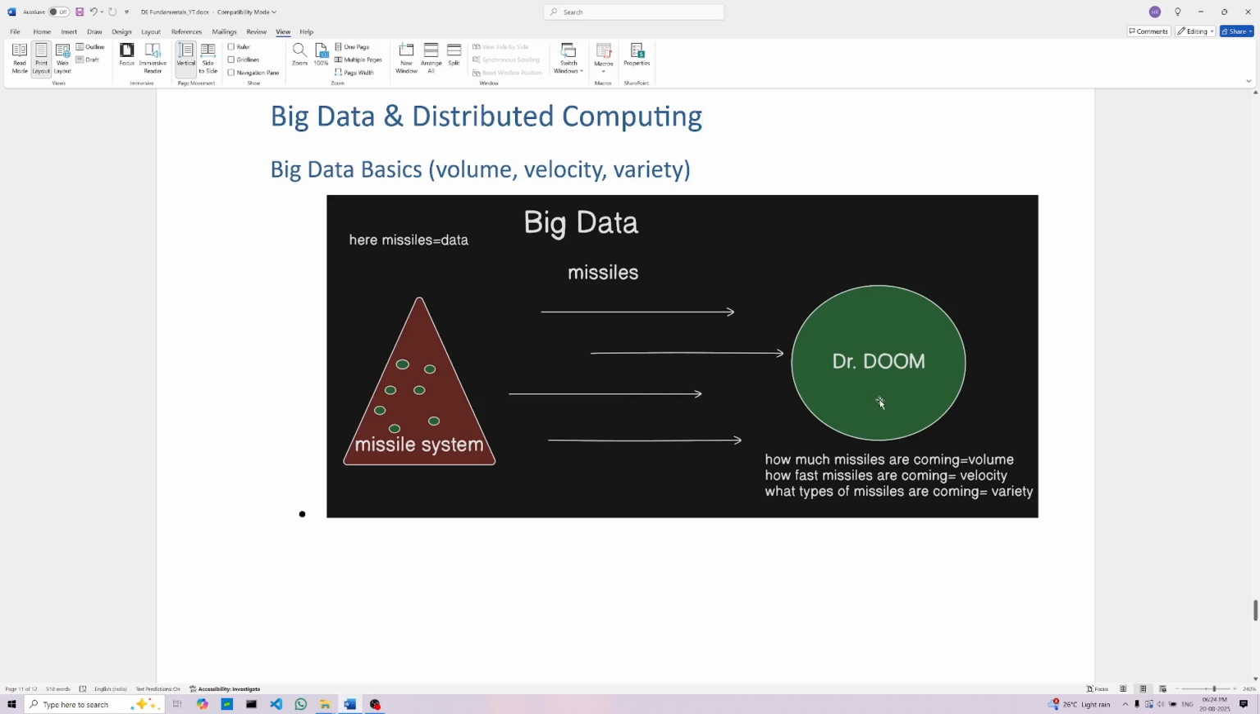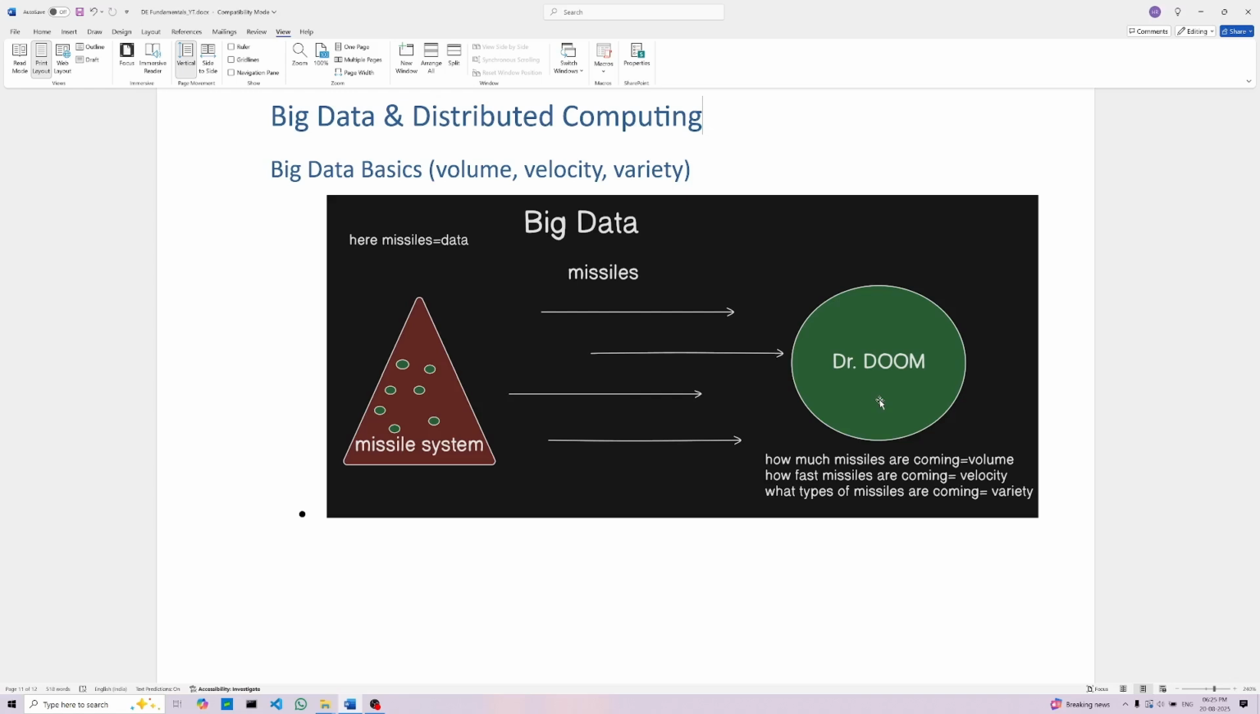He is just casually asking three questions. Which are these three questions? Bro, you are hitting missiles, that's fine, but tell me how many missiles are coming. How many missiles are coming means the volume of missiles. Second question is how fast the missiles are coming, that is the velocity of missiles. Third question is what types of missiles are coming, that means the variety of missiles.